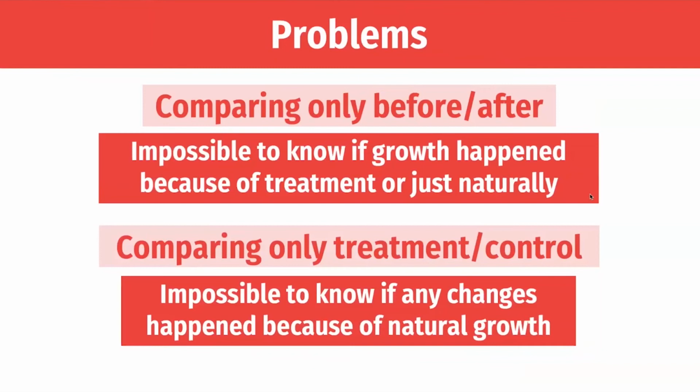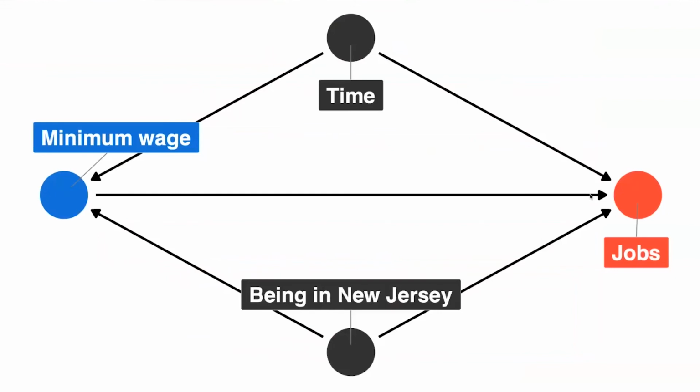In the DAG world, this is what the DAG would look like. Minimum wage causes jobs to increase or decrease. Time, the year that you're in, causes the minimum wage to be some level. If you're before the change, it's going to be lower. If you're after the change, it's going to be higher. And that's also going to change the number of jobs that exist just because of trends in the economy. So time is a confounder.